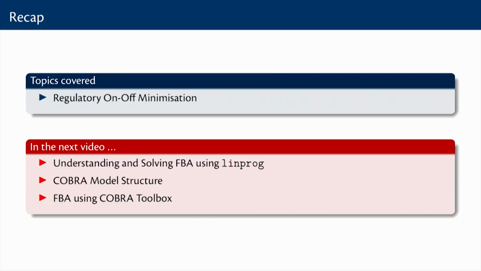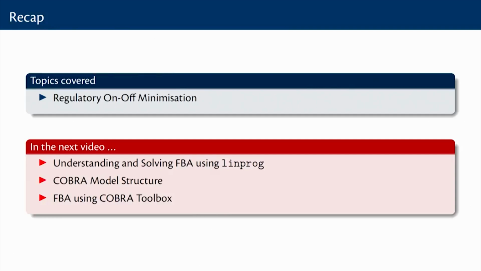In this lecture we covered another interesting constraint based modeling technique known as ROOM, or regulatory on off minimization, which tried to minimize the number of flux changes. This has implications for other kinds of things as well, which we have not discussed today. For example, how do we find the rerouting that happens in metabolic networks on the deletion of a particular reaction.